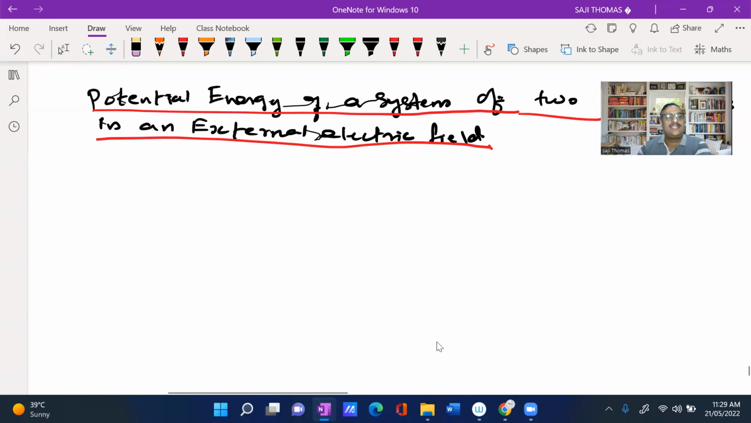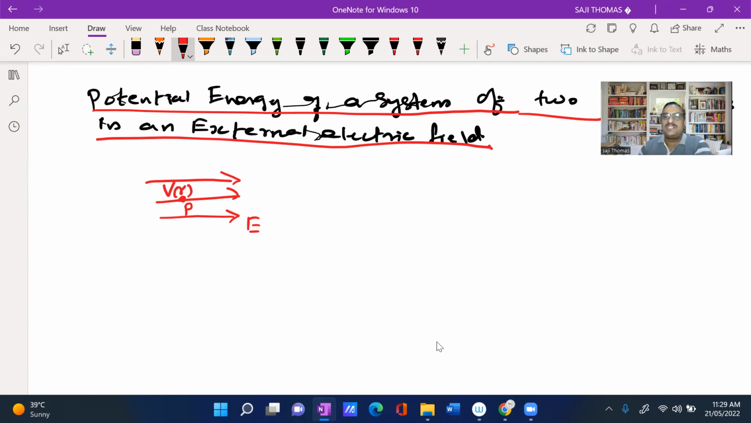So here there is an external electric field. I am bringing a charge Q from infinity to this point P. Because of this field, there is a potential. That potential at this point I am taking as V(R). So potential energy is the work done to bring a charge Q from infinity to this point.